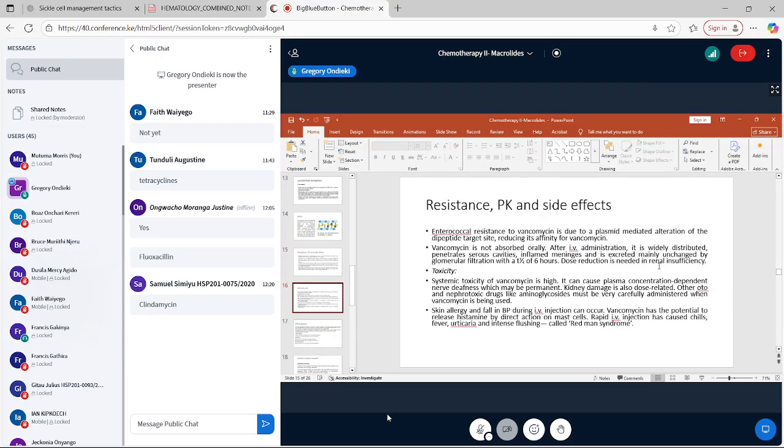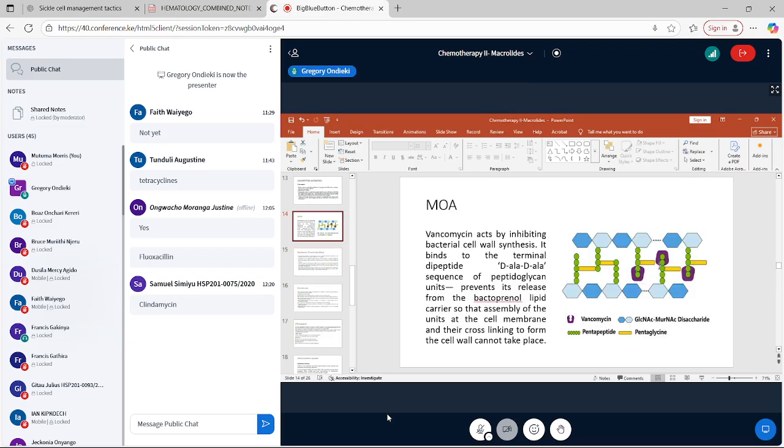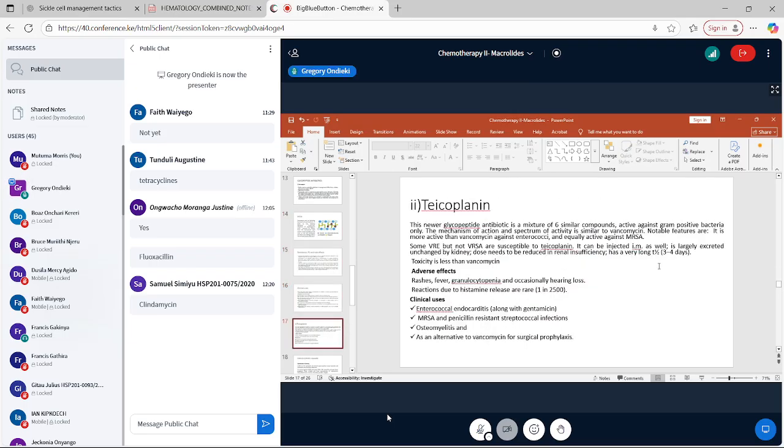Then we have the glycopeptides. We have teicoplanin. Now, this one is not one drug, and it means when analyzing, you expect it to have a mixture of 6 similar compounds that you cannot separate, right? And they're active against gram-positive bacteria only. The mechanism of action, everything else is similar to that of vancomycin.